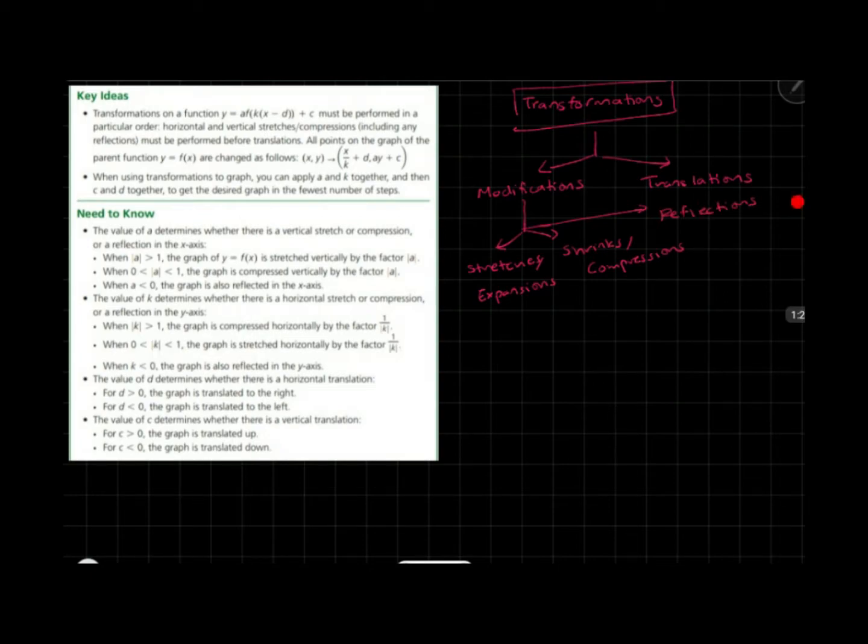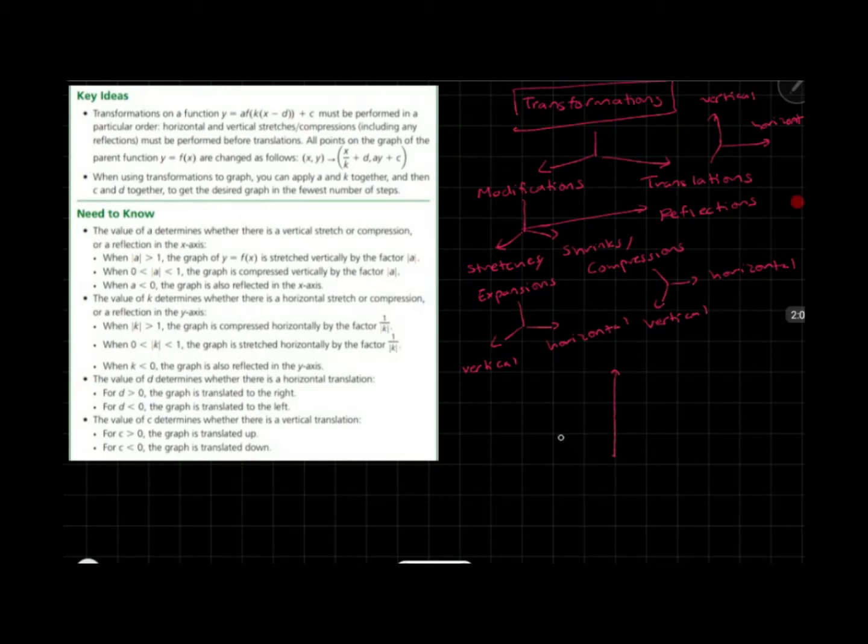And all of these transformations will have to do with x or y values. So we can have stretches or expansions on the vertical, which is the y values, or the horizontal, which is the x values. It's the same idea with shrinks and compressions. We can have vertical shrinks, or we can have horizontal shrinks or compressions. And translations, we can also affect them on the vertical and the horizontal.